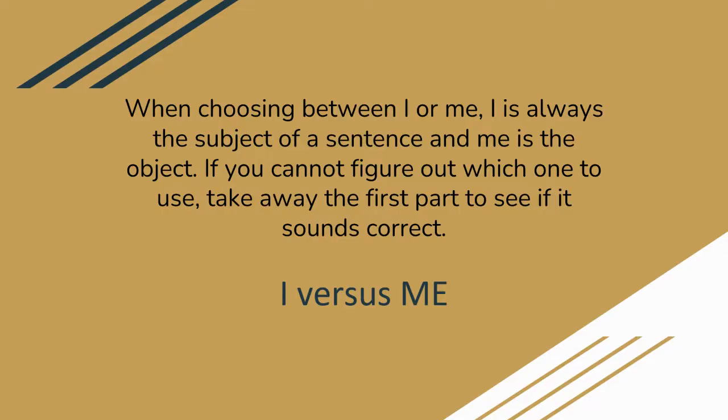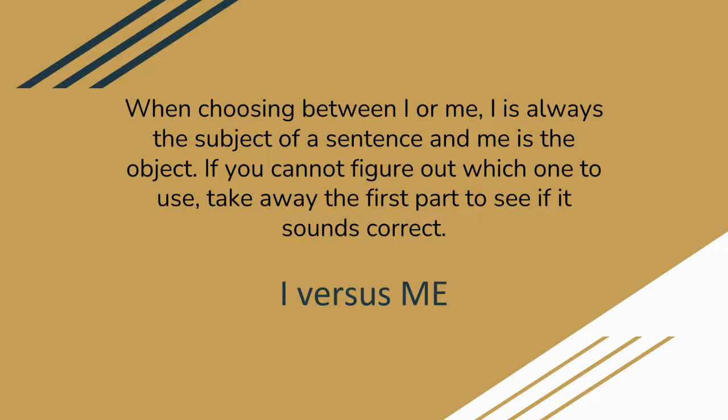This is one of my favorite ones to talk about because I can use this beautiful example of Cookie Monster. When you're choosing between I or me in a sentence, whether you should use I or me in your writing, I is always the subject of a sentence and me is the object. If you cannot figure out which one to use, take away the first part to see if it sounds correct. This is the Cookie Monster thing.